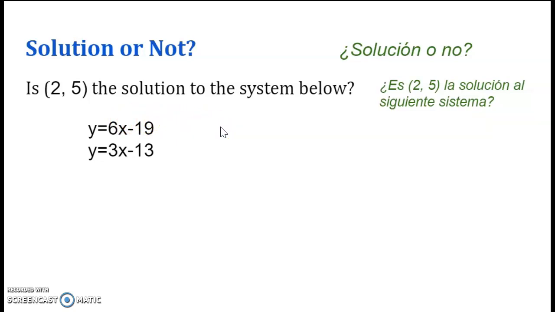I want you to tell me in private chat, is this the solution to the system? How do you check? Is it yes or is it no? I would like you to try to do it yourself and then come up with an answer.